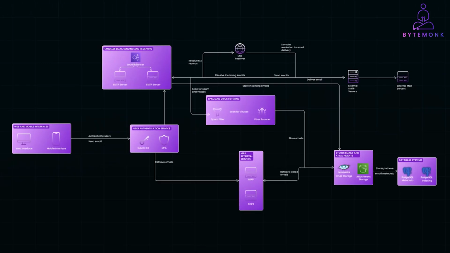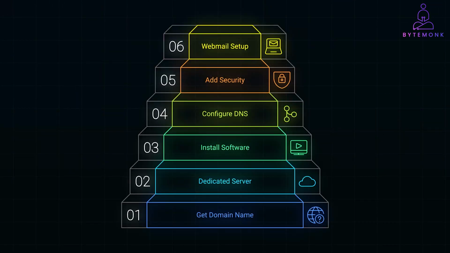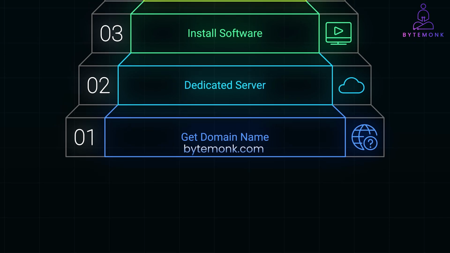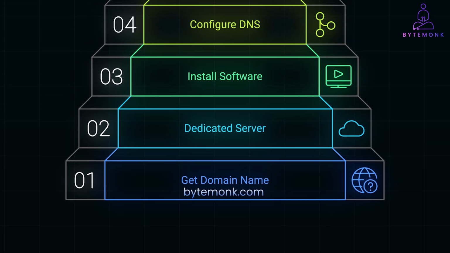Now, if you're curious about setting up your own mail server, while it's rewarding, it's a bit like running your own post office. Here is a high-level view of the process. You first register a custom domain like example.com so your email can use @example.com. You then set up a dedicated server. A VPS from providers like AWS, Linode, or DigitalOcean will do.